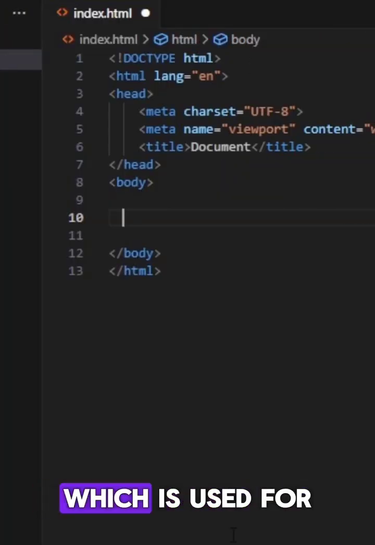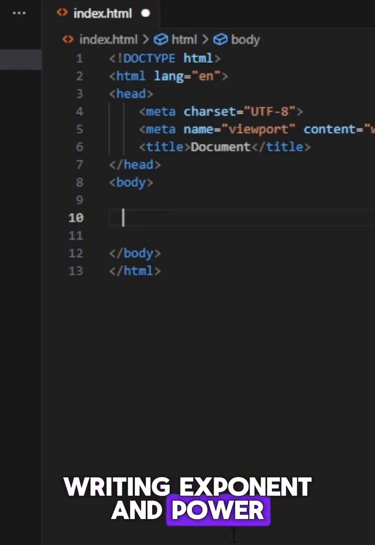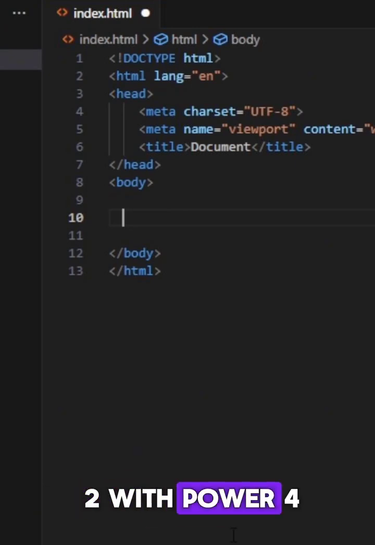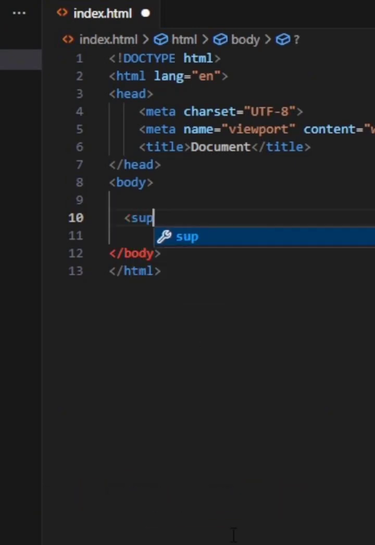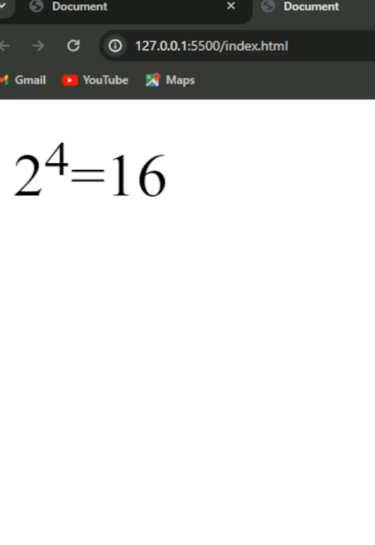Now superscript tag, which is used for writing exponent and power. For example, to write 2 with power 4 equal to 16, we write sup tag and write 4 in middle of it, 2 at starting, and equal to 16 at ending. This is how we use it.